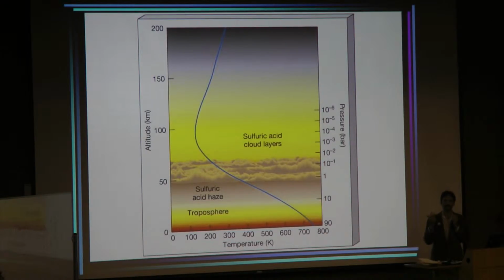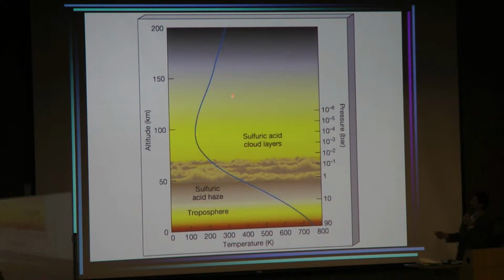So somehow the evolutionary paths of these two planets are radically different from each other, and it's got to be tied to the distance from the sun. That's the only major difference. Venus is about 70% of the Earth's distance from the sun. All right, so we'll talk about that.